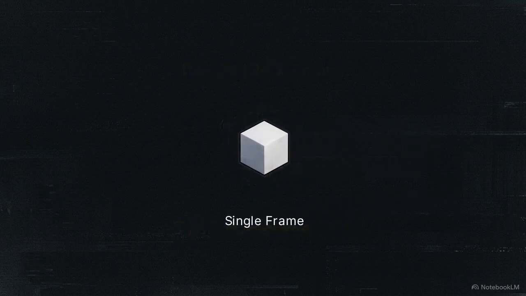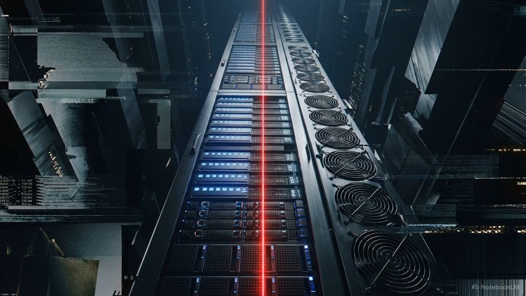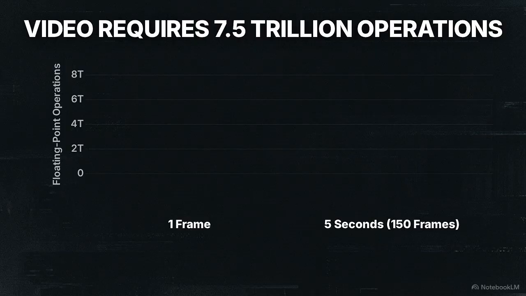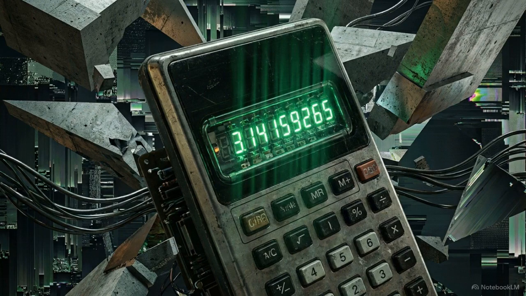Generating a sequence of frames for video requires multiplying these operations by the frame count, meaning the mathematical workload scales linearly and rapidly. Producing 5 seconds of video at 30 frames per second demands approximately 7.5 trillion floating-point operations. A floating-point operation is a single calculation involving decimal numbers.